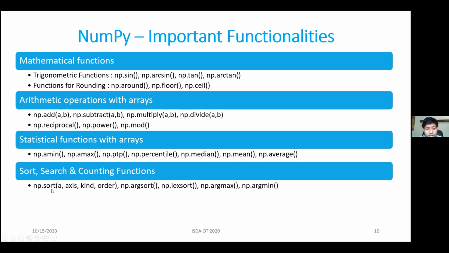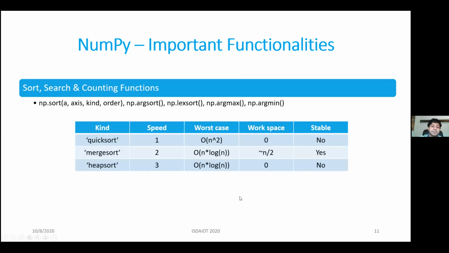So np.sort expects some parameters like a, that is the array. It can be multidimensional. The axis parameter gives which axis along which we want to sort. And then kind is the name of the algorithm, which we can see in more detail here.